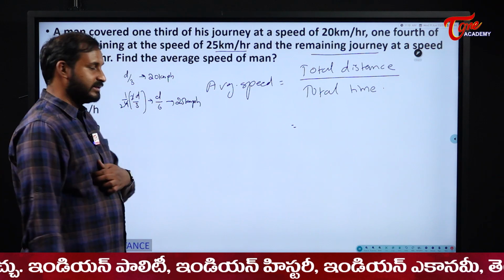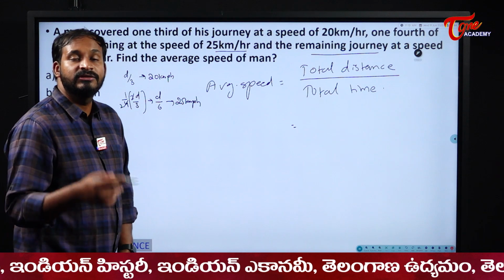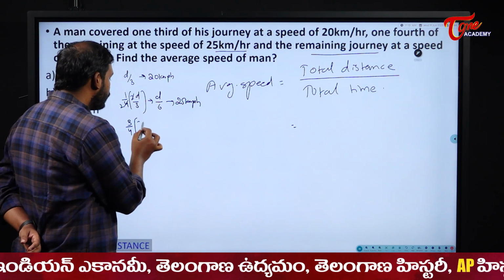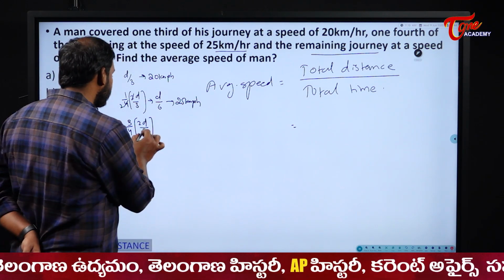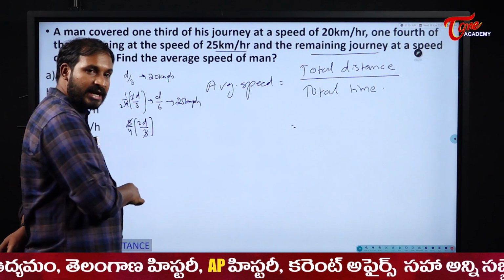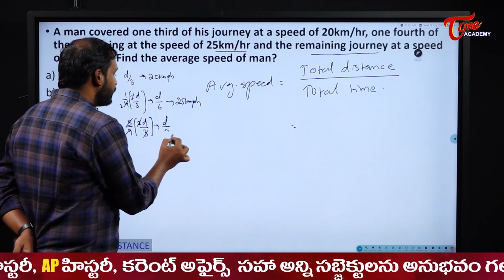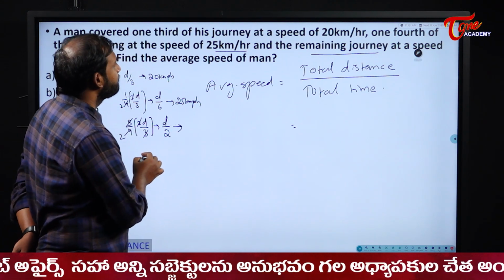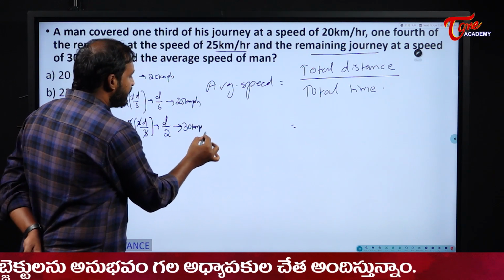And the remaining. See here students, 1/4 of the remaining is done. So, how much will we have? 3/4 of the remaining. That means it becomes 3 by 4 of 2d by 3. So, what happens to this one? 3 gets cancelled, 2 times gets cancelled. So, it will become d by 2. D by 2 distance with what speed? With a speed of 30 kmph.